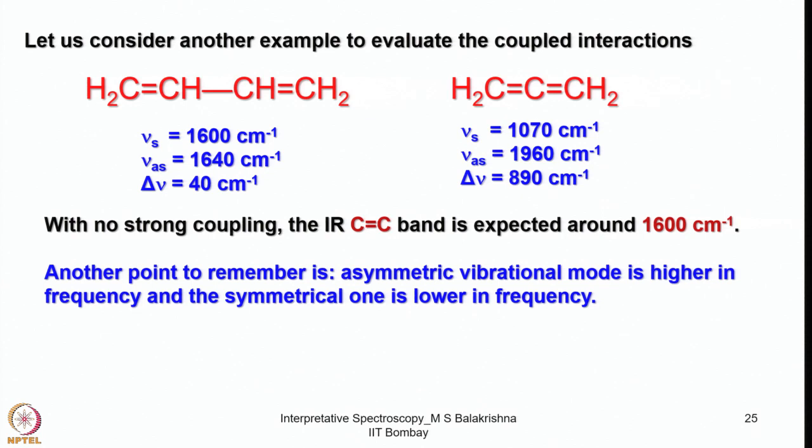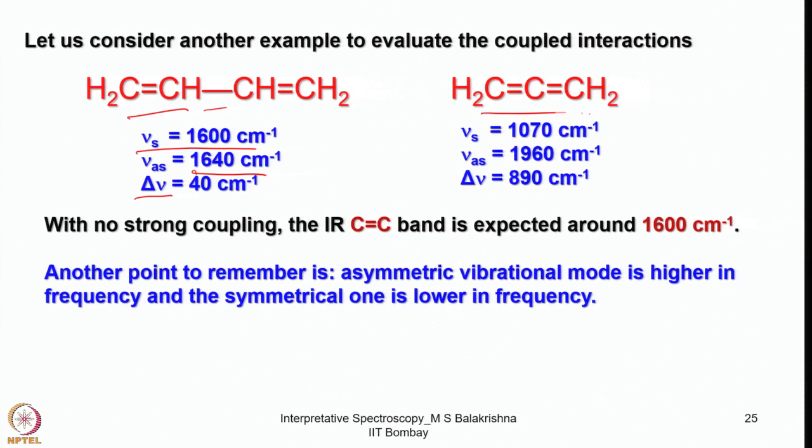Now let's consider another example to evaluate the coupled interaction. First we considered acetylene and diacetylene. Now we consider two more molecules to have a clear idea about whatever we discussed. Again they are coupled but separated by a single CC bond. Now if you look into stretching frequency, symmetric stretching is 1600 centimeter minus 1 and asymmetric stretching is 1640. Always asymmetric will have a larger value compared to symmetric, that you should remember, and the difference between symmetric and asymmetric is 40 centimeter minus 1. In case of acetylene, we saw it's about 35 centimeter minus 1.